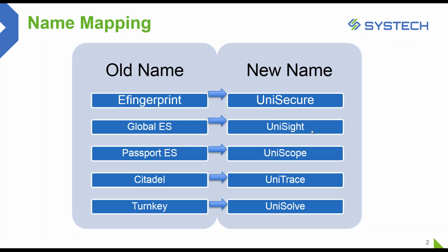Unisight, so obviously, is a solution that's marketed for global deployments, and of course, Uniscope is regional specific solutions for China, Europe, Brazil, and US for now. Other rebranding as well on other products that Systech currently has. eFingerprint is called Unisecure. Citadel was released under Unitrace. And lastly, Turnkey Solutions is called Unisolve, right?